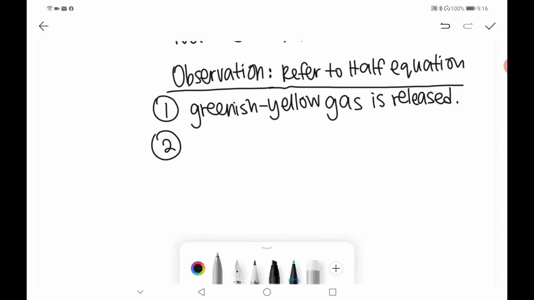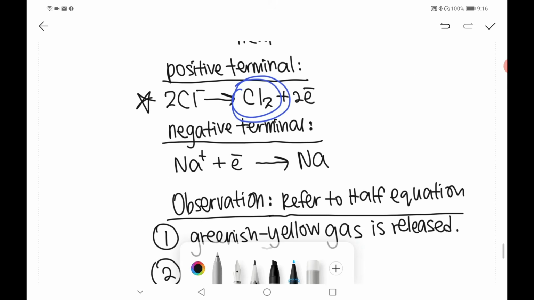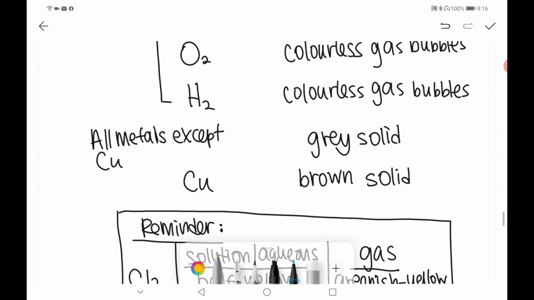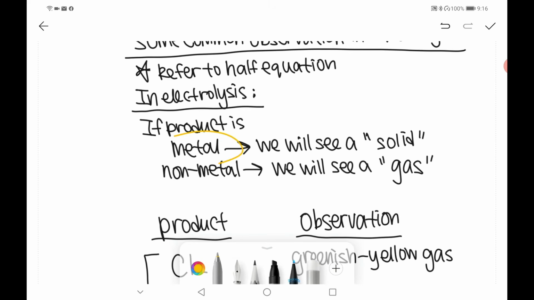Observation number 2. Look at the next half equation. For the negative terminal, what is the final product? The final product is sodium. Sodium is a metal. When our product is a metal, we will see a solid. So our observation is solid.